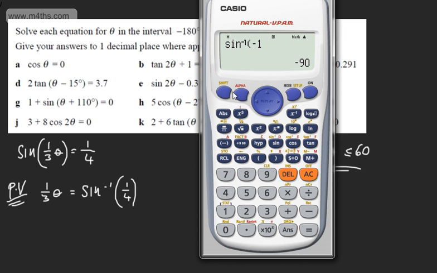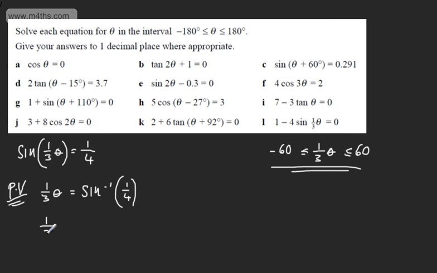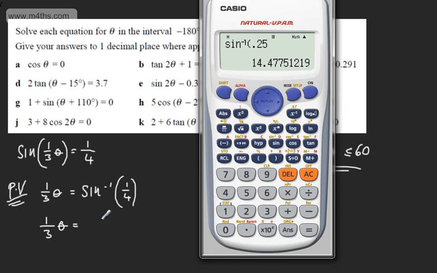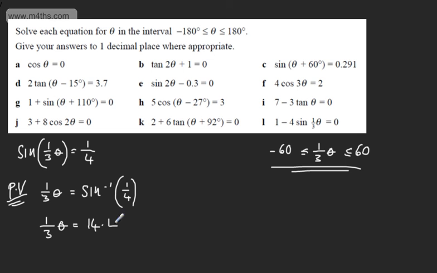Now let's consider the symmetry of the sine curve. We know that sine of x is equal to the sine of 180 minus x. So if I look at this right here, we could say that 1/3 theta is going to be equal to 180 minus this 14.47, which I can of course store in my calculator if required. Subsequent solutions for this angle are going to be plus 360 degrees on from each of these.